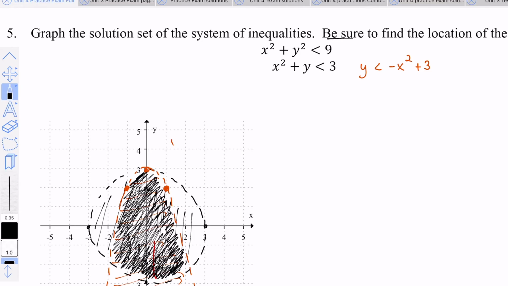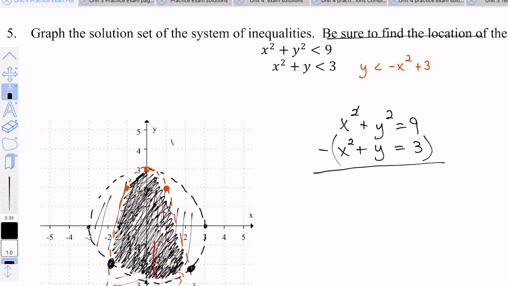Okay. And then it says be sure to find the location of the vertices. The vertices would be the spot here and here where the parabola intersects with the circle. Those are found, remember, by solving a system of equations instead of inequalities. So what I'm going to do is take this system of inequalities and change it into a system of equations. And then solve it using elimination by eliminating the x squared variable.